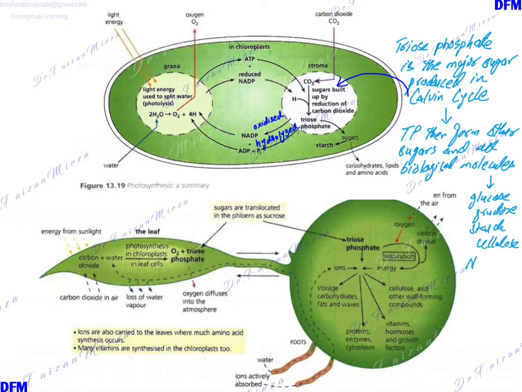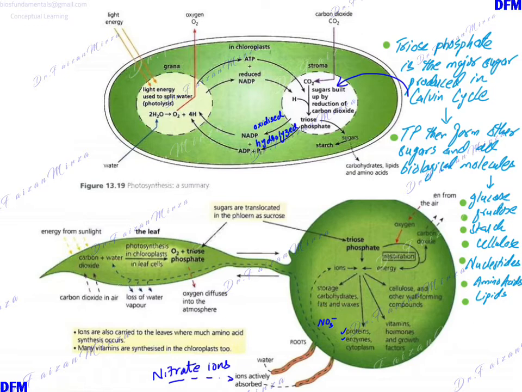For example, glucose, fructose, starch, cellulose, or even nucleotides, or amino acids, not ammonia, amino acids, and lipids. So where do nitrate ions come from? Because the plant would need nitrogen to make amino acids or new nitrogenous bases. That comes in the form of nitrate ions from the soil. The root hair cells absorb nitrate ions and deliver the nitrogen to the chloroplast, and the chloroplast would then produce amino acids and nucleotides. These compounds, or even ATP, make use of nitrogen, and we know that nitrogen was nowhere being produced or used up in the direct reactions of photosynthesis.